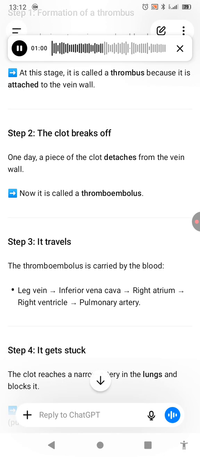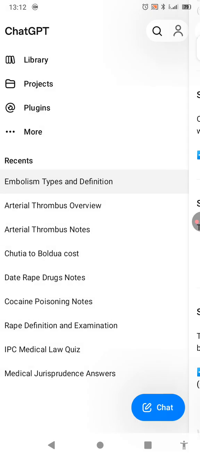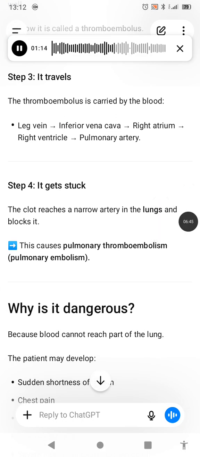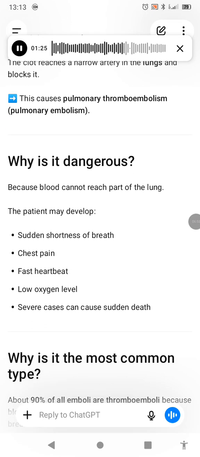Step 3. It travels. The thromboembolus is carried by the blood: leg vein, inferior vena cava, right atrium, right ventricle, pulmonary artery. Step 4. It gets stuck. The clot reaches a narrow artery in the lungs and blocks it. This causes pulmonary thromboembolism, pulmonary embolism. Why is it dangerous? Because blood cannot reach part of the lung. The patient may develop sudden shortness of breath, chest pain, fast heartbeat, low oxygen level. Severe cases can cause sudden death.